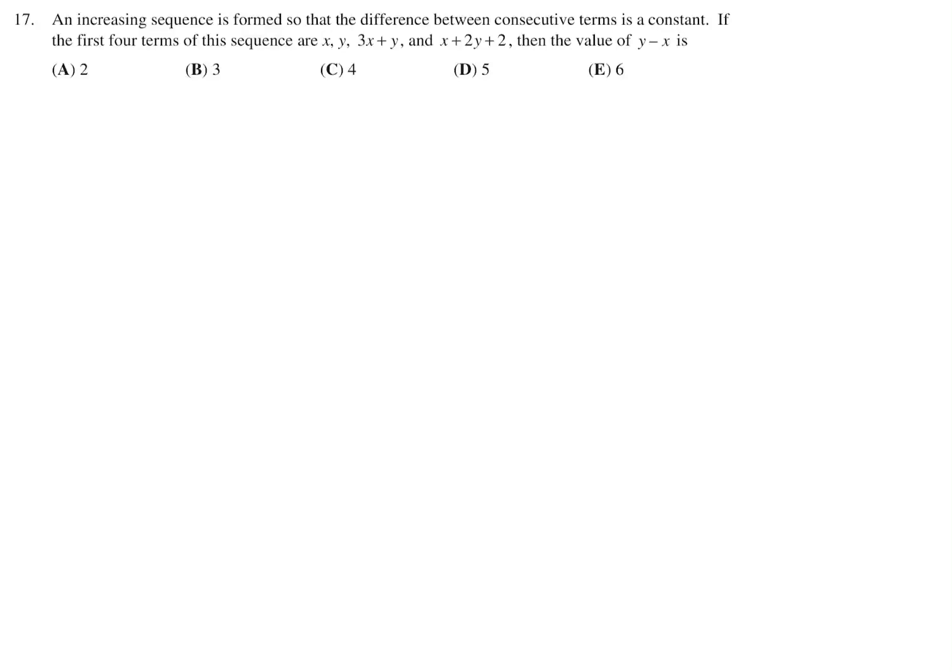An increasing sequence is formed so that the difference between consecutive terms is constant. If the first 4 terms of the sequence are x, y, 3x plus y, and x plus 2y plus 2, then the value of y minus x is. So we have some terms here, and they've given us the first 4, x, y, 3x plus y, and x plus 2y plus 2.